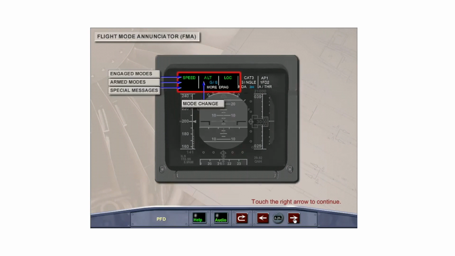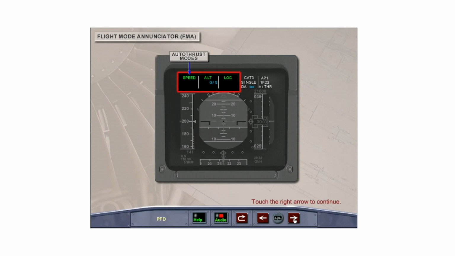The top part of the PFD is divided into 5 columns to represent the Flight Mode Annunciator, or FMA. 3 lines are available for the display of information. In the first 3 columns, the second line indicates the armed modes, and in the third line, special messages are displayed. After each mode change, the FMA displays a white box around the new annunciation for a period of 10 seconds.